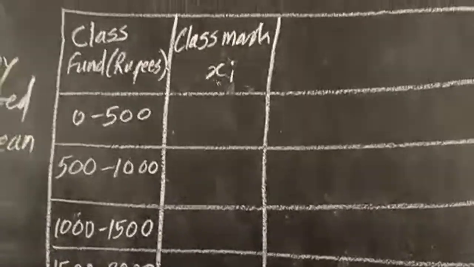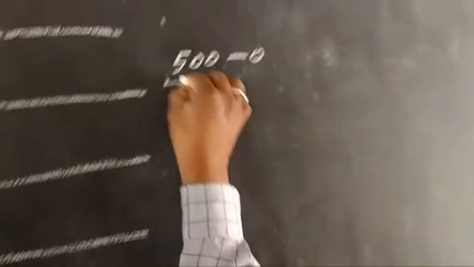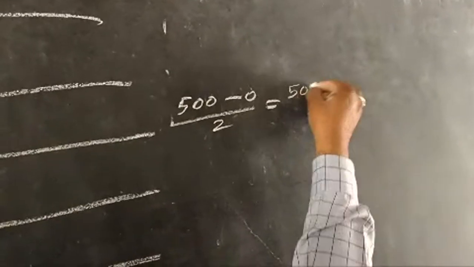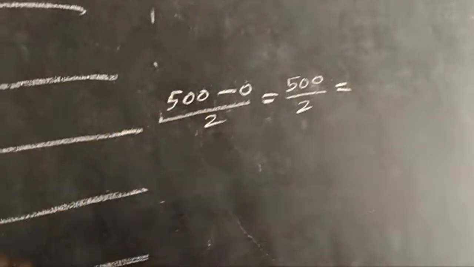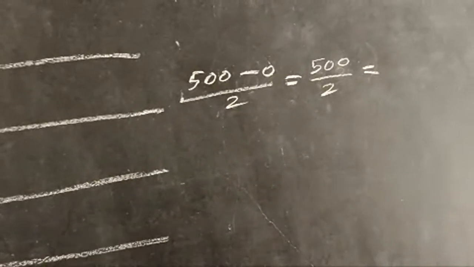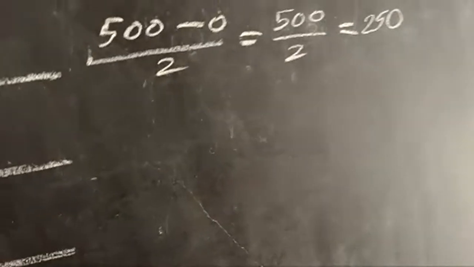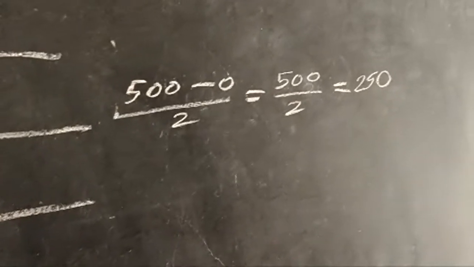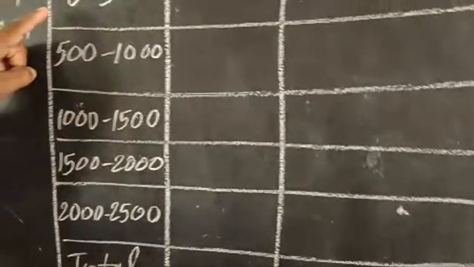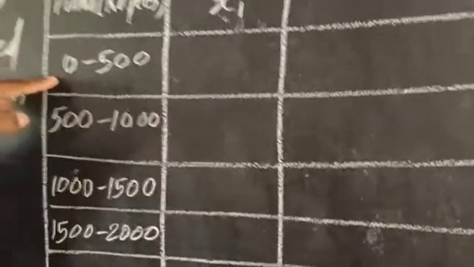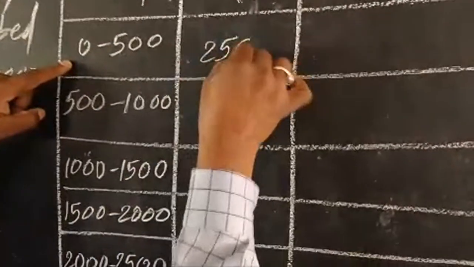Upper limit is 500 minus lower limit 0, divided by 2. 500 minus 0, 500 divided by 2, that is 250. Half of 500 is 250. That 250 add in each lower limit. Here lower limit is 0. 0 plus 250, what we get? 250.